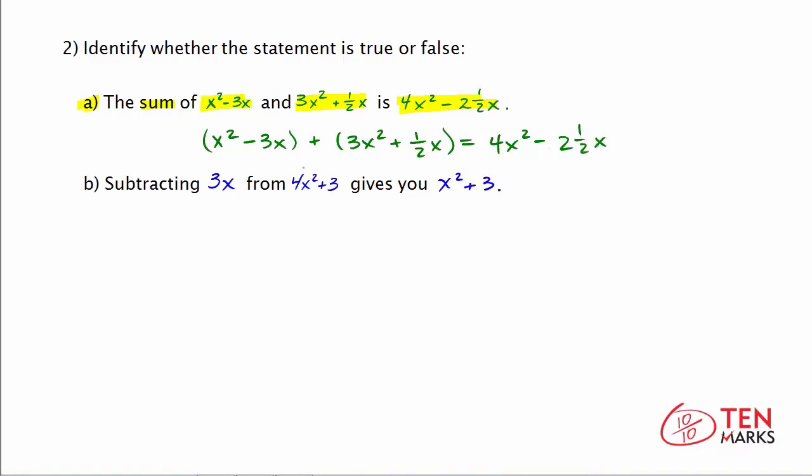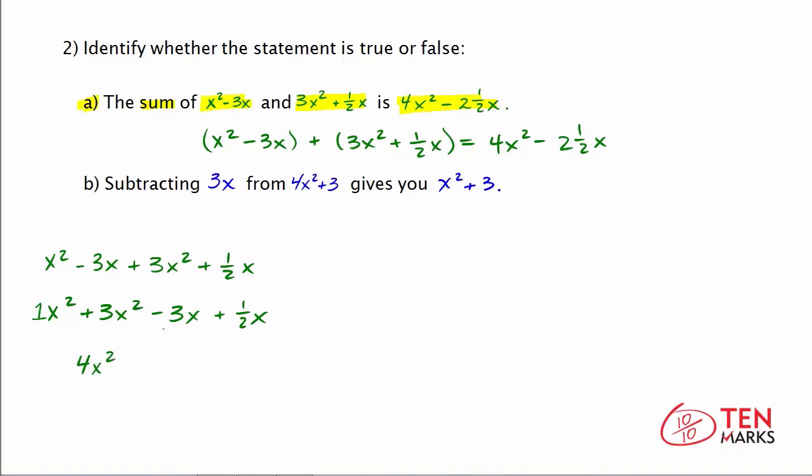Now, to see if this is a true statement or not, what we need to do is add these two polynomials and see what sum you get. So let's do that down here in green. You have x squared minus 3x plus 3x squared plus 1/2 x. Now, again, we want to rearrange this by putting the like terms next to one another. So that would be x squared plus 3x squared minus 3x plus 1/2 x. And let's begin by combining x squared plus 3x squared. So you can assume that this has a coefficient of 1. So this is 1x squared plus 3x squared. 1 plus 3 is 4, so this is 4x squared for the sum of these two like terms.